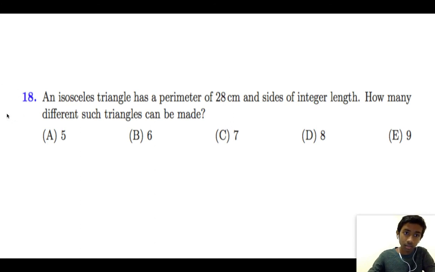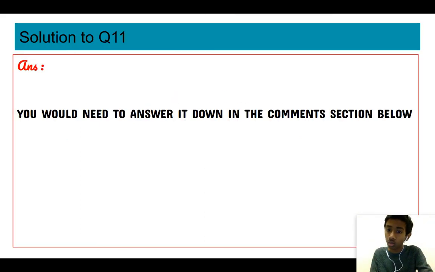Question 18. The question is, an isosceles triangle has a perimeter of 28 centimeters and sides of integer length. How many different triangles can be made? So this is relatively easy. An isosceles triangle is a triangle with, I guess, three different sides. None of them is equal. So how many different triangles would there be?